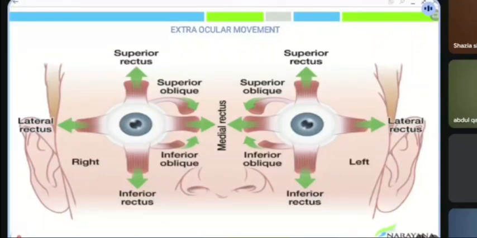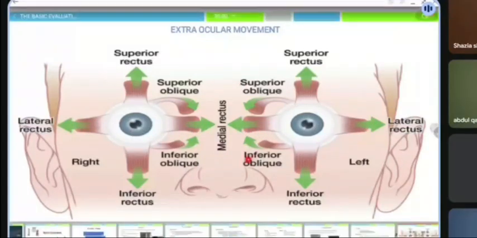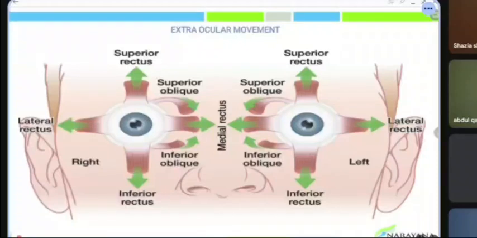So I don't want to go into much detail about the actions. I will just give a small recap of all the other things. Your superior rectus will have an elevating property, your inferior rectus will have a depressing property, your lateral rectus will have an abducting property, and your medial rectus will have an adducting property. Your inferior oblique will have extorsion, and your superior oblique will have an intorsion as its action.